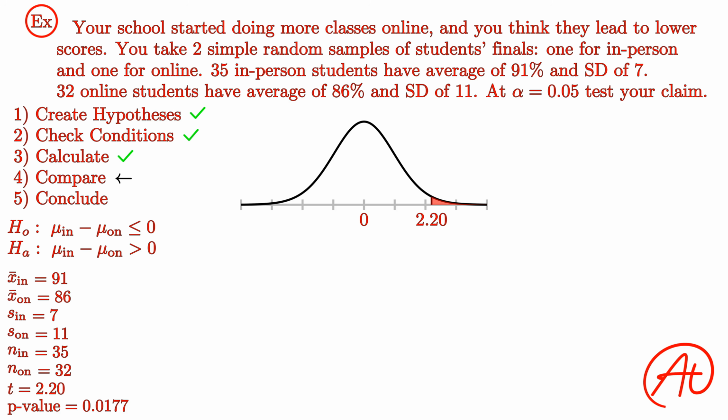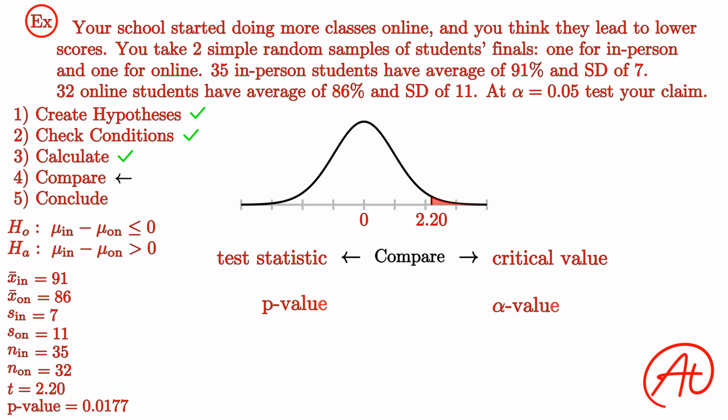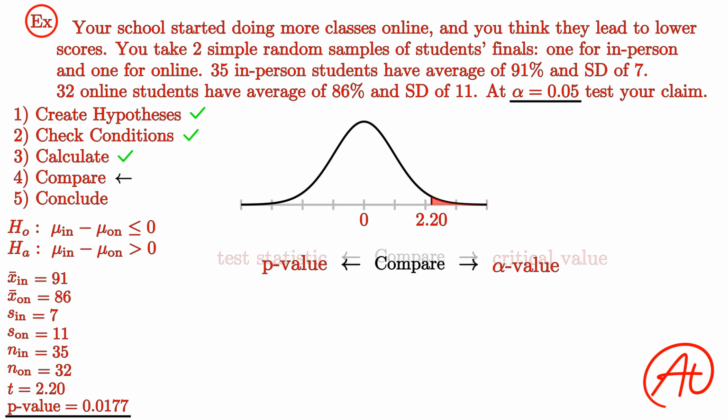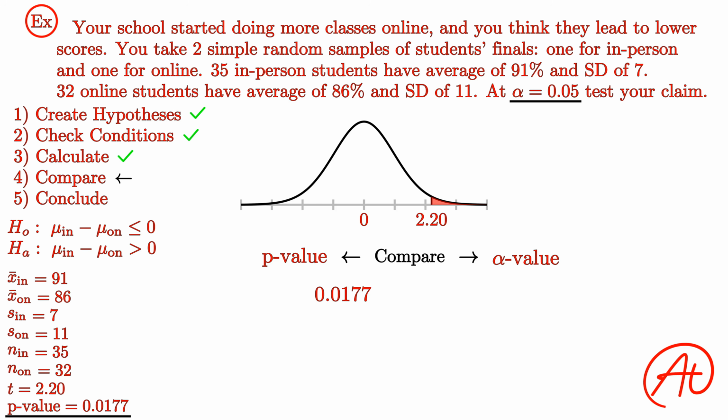Now that we have our test statistic and p-value, we can compare these to our critical value or alpha value. As a reminder from my previous video, to make this comparison, you can either compare your test statistic to your critical value or your p-value to your alpha value. Since we have our alpha value given in the problem and we just calculated our p-value, let's compare those two. It works out the same no matter which way you do it, so it doesn't matter too much. Okay, to compare our p and alpha values, we just need to determine which one is bigger or smaller. With a p-value of 0.0177 and an alpha value of 0.05, the p-value is less than the alpha value.